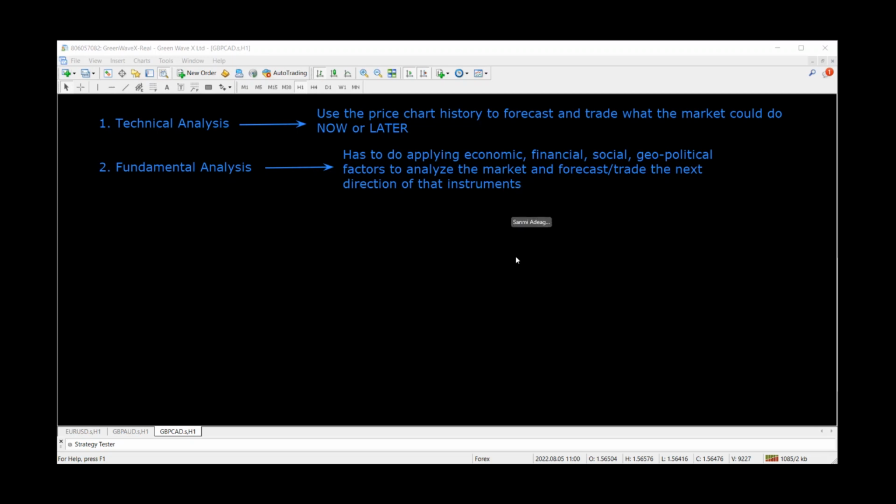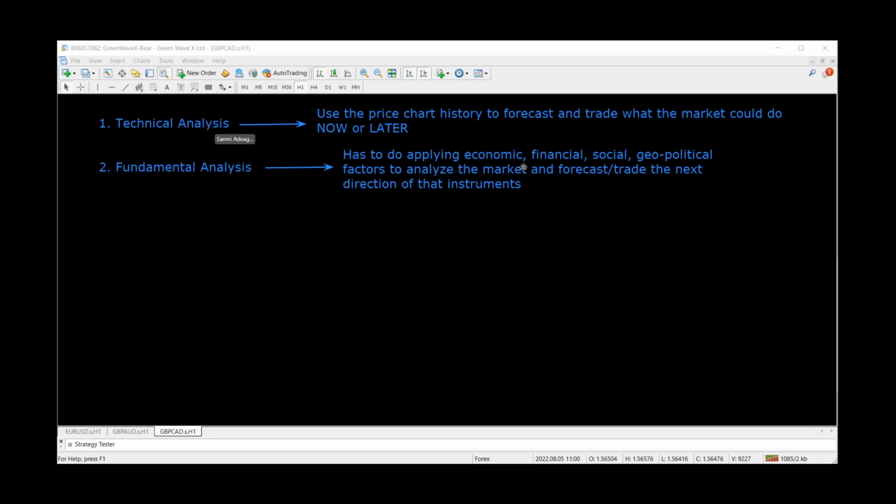Because of course, the very basic economic theory says that when the demand is more than supply, what happens to price? What happens to price when the demand is more than the supply? Yeah, the price is going to go up. When the demand is less than supply, price is going to go down. So fundamental traders use this to analyze and to trade.